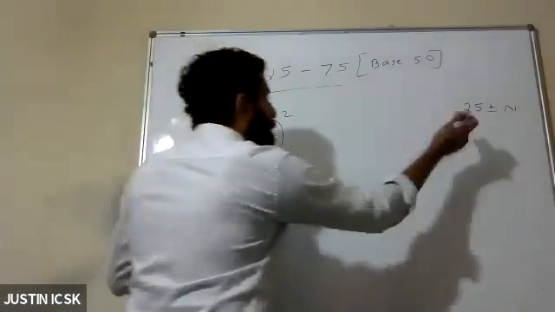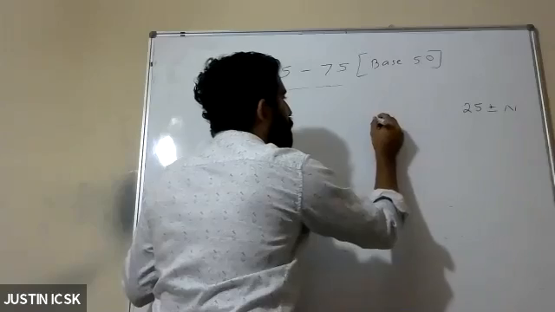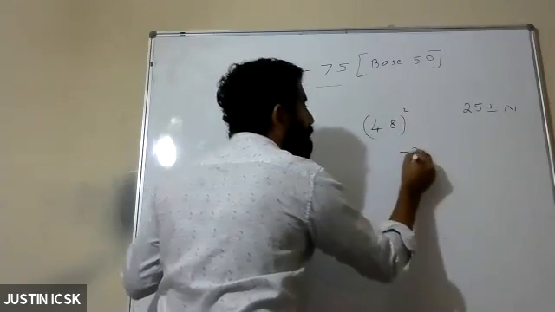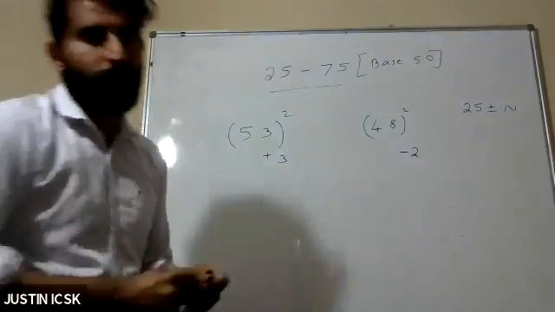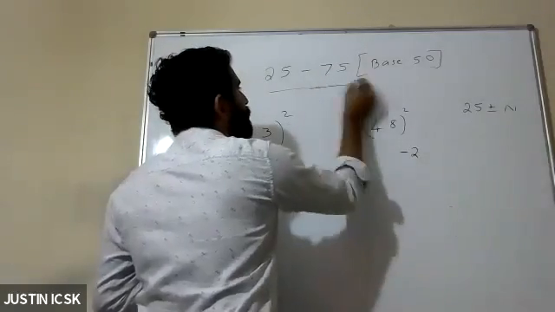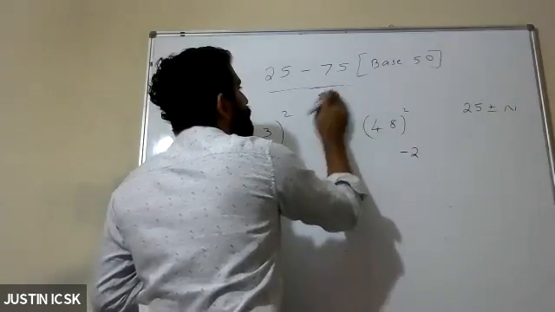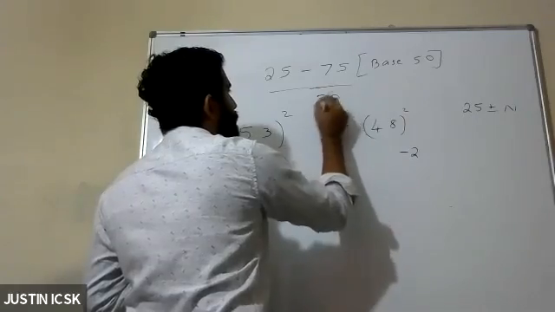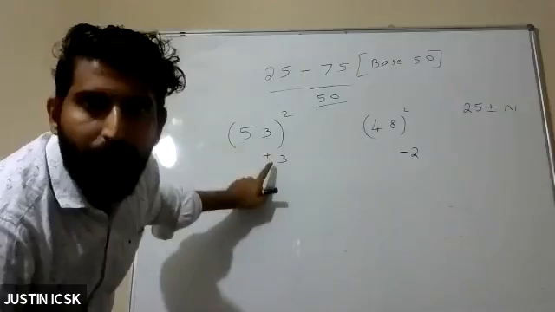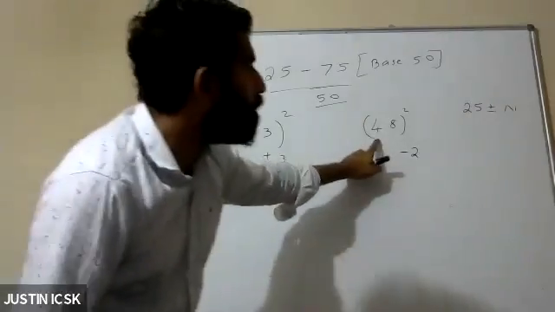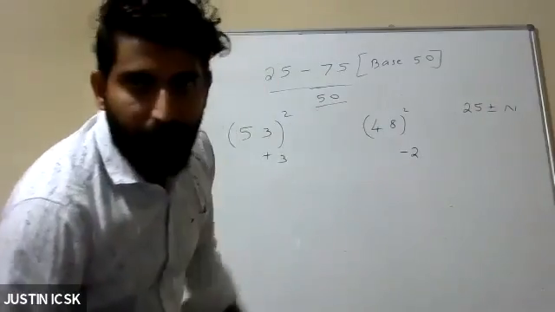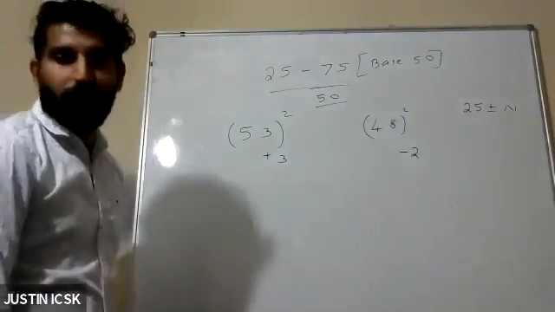Meantime we'll take one more. If we take 48 square, you should write minus 2. 50 minus 2, that number. So the base is 50. Remember the base. If you take 53, we'll write plus 3. If you take 48, you will write minus 2. Base is 50.